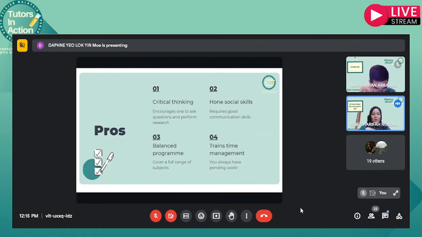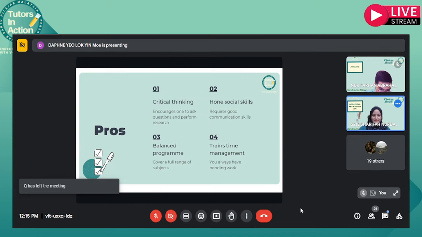And lastly, it trains time management because you always have pending work. Because you're doing research, it can never be 100% finished until you send it for marking. As long as you haven't sent it for marking, you still always have something to improve on for your mini research. Okay, next slide.